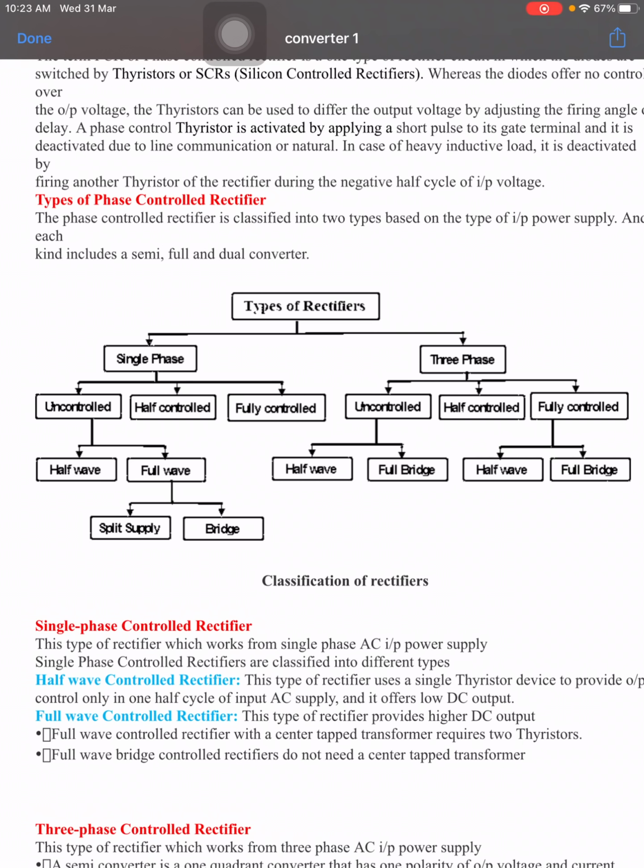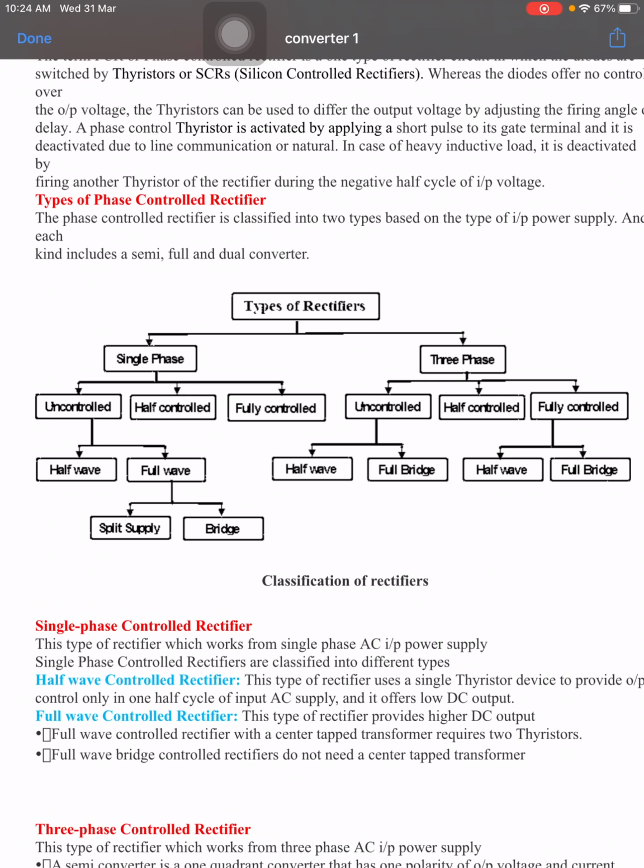Like that, we have the three phase rectifier also. Again the three phase rectifier is divided into three types: uncontrolled rectifier, half controlled rectifier, fully controlled rectifier. The uncontrolled rectifier is divided into two types, half wave and full bridge, and full wave is also divided into half wave and full bridge. The major difference between the half wave and the full controlled rectifier is that in the half wave rectifier we control only one thyristor, which should be turned on and turned off depending upon the supply.